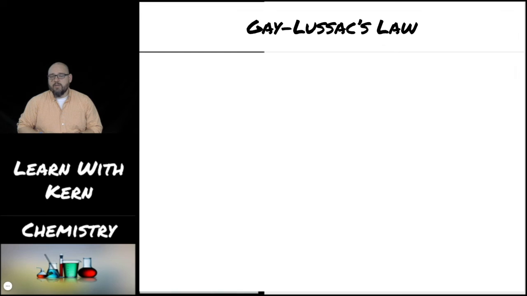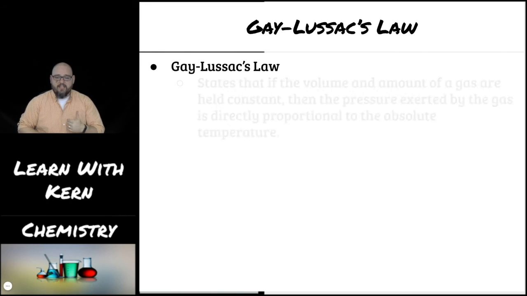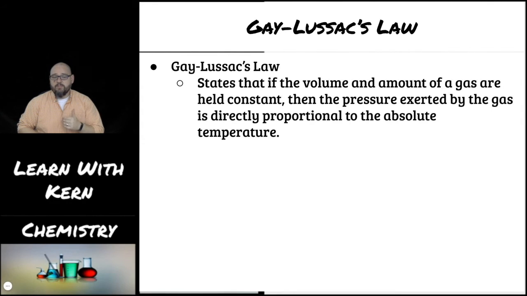The last law that we're going to talk about here is Gay-Lussac's law. And Gay-Lussac's law basically states that if the volume and the amount of gas are held constant, so we have a fixed volume and a fixed amount of gas, then the pressure exerted by the gas is directly proportional to the absolute temperature. So again, we have a directly proportional relationship. So we're going to have an equation that is going to be fractions. So P1 divided by T1 is equal to P2 divided by T2.